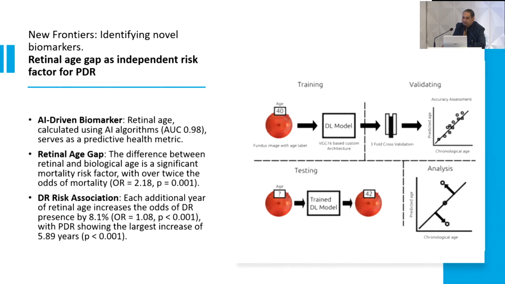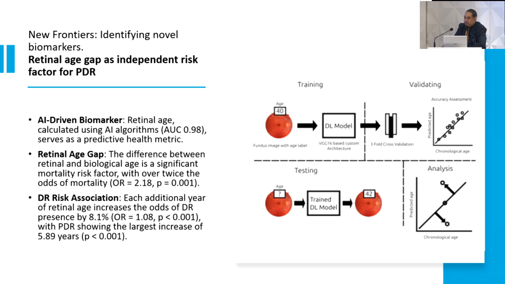More recently, we have worked on another concept of retinal age gap, and we showed it as an independent risk factor for proliferative diabetic retinopathy. It's an AI-driven biomarker. By using a retinal image, you can predict the age of a person, and if there is a retinal age gap, meaning the retinal age and biological age are different, it has been shown as a marker for mortality.